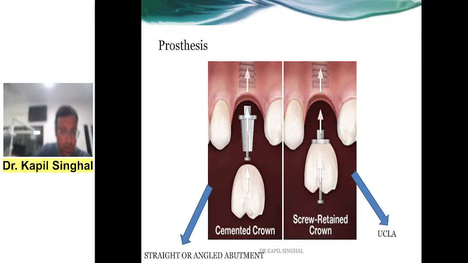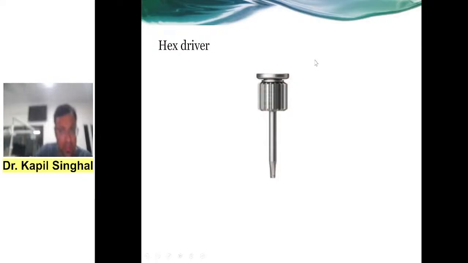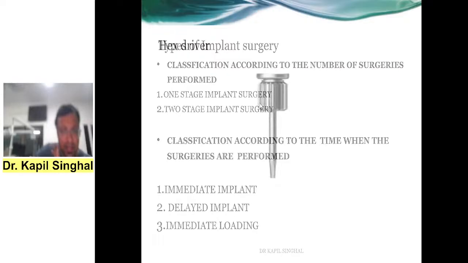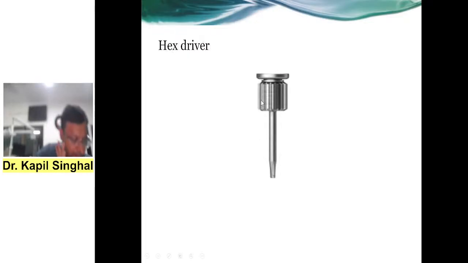So when you want to make a cemented prosthesis, you will use a stock abutment, maybe a straight or an angled one. But when you want to make a screw retained prosthesis, the prosthesis is tightened just with the help of the screw. So in case of a screw retained prosthesis, you require a UCLA abutment. Okay, so that is the hex driver that will help you to tighten all these components over your implant. Is it clear? So these were all the components that are used for implants.